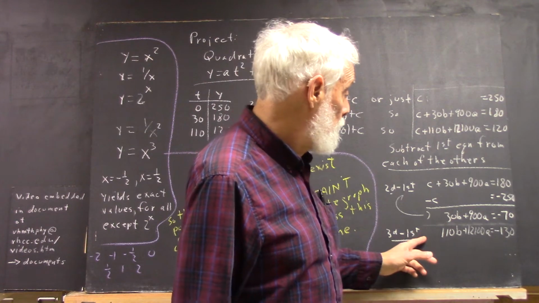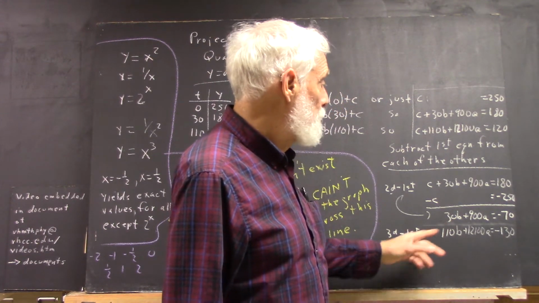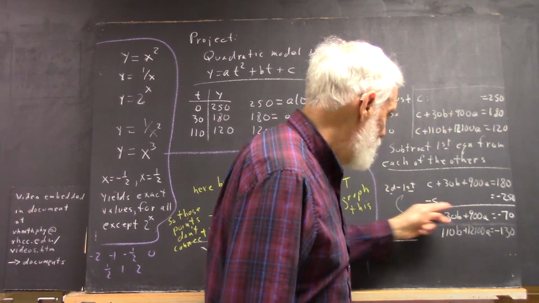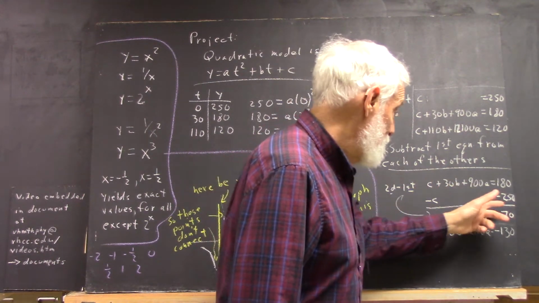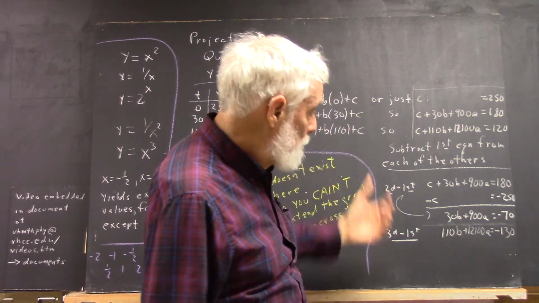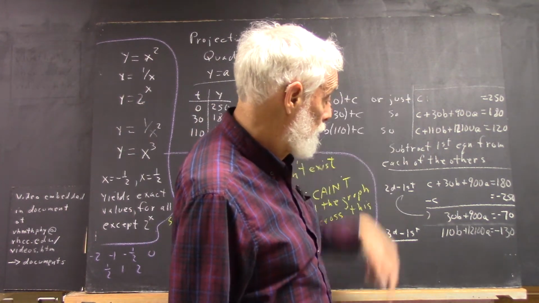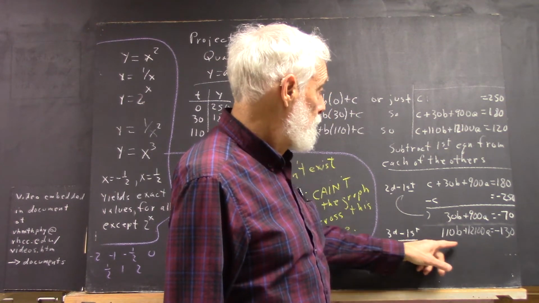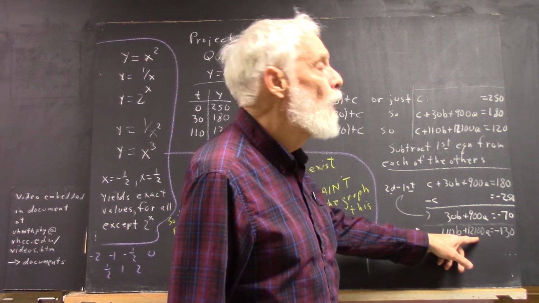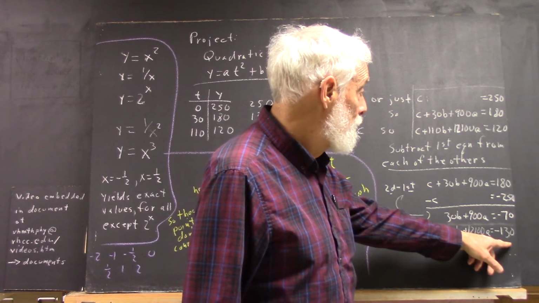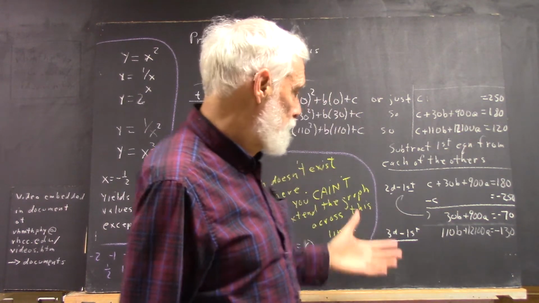Then when I do the third equation minus the first, I'd write the third equation down like this, and I'd have the same thing here. And when I put it together, the c's will again go away. I'm going to have 110b plus 12,100a equals negative 130, because of course, you can see why that is.